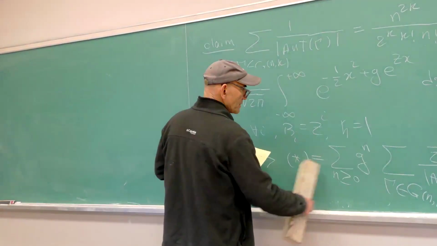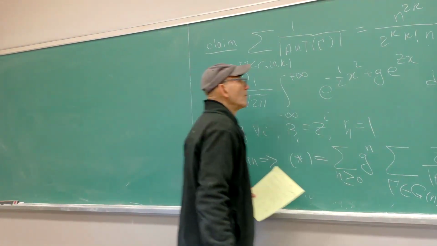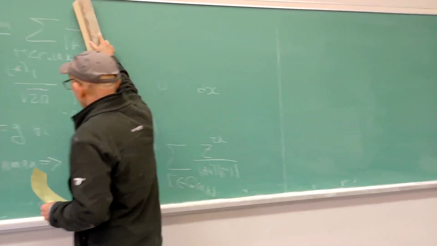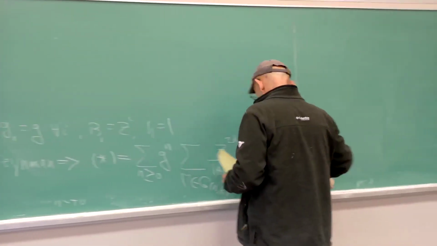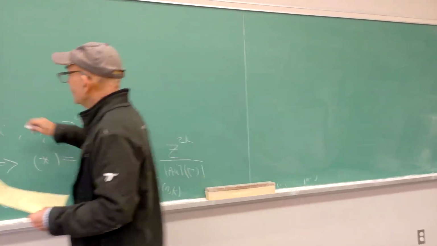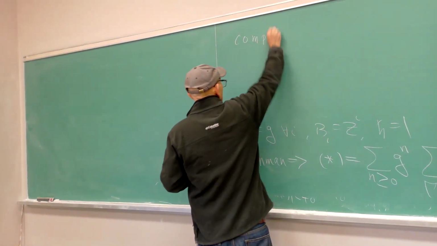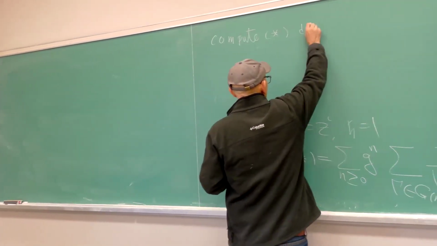So this is what Feynman's theorem tells us. Now we are going to compute it actually directly, that integral, like the previous example. So let me compute star directly.